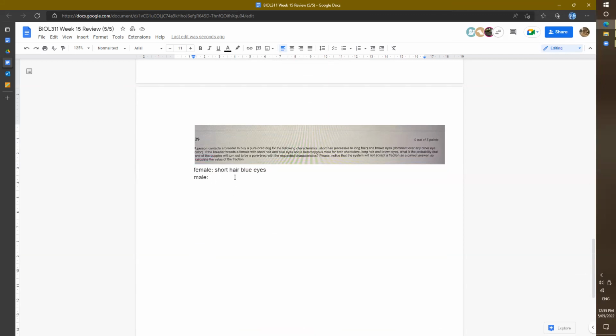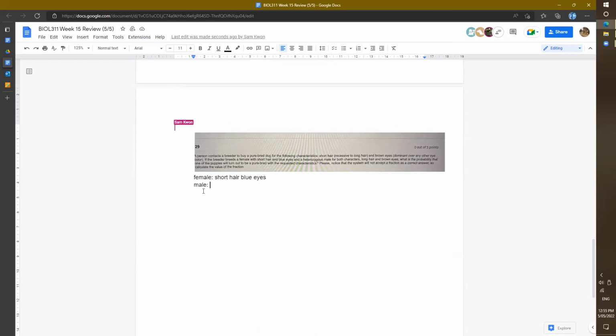Long hair, exactly. Because as the question states, short hair is recessive. And if they're heterozygous, then they will have long hair. So if this female is short hair, then that has to be her genotype. She has to be homozygous recessive because short hair is recessive to long, and blue eyes. And we know that because brown eyes are dominant, this is also going to be heterozygous recessive. And we know that the male is heterozygous at both loci.